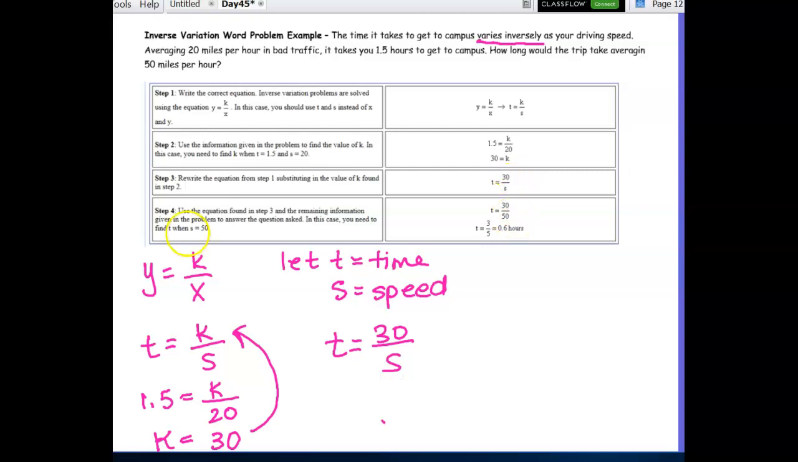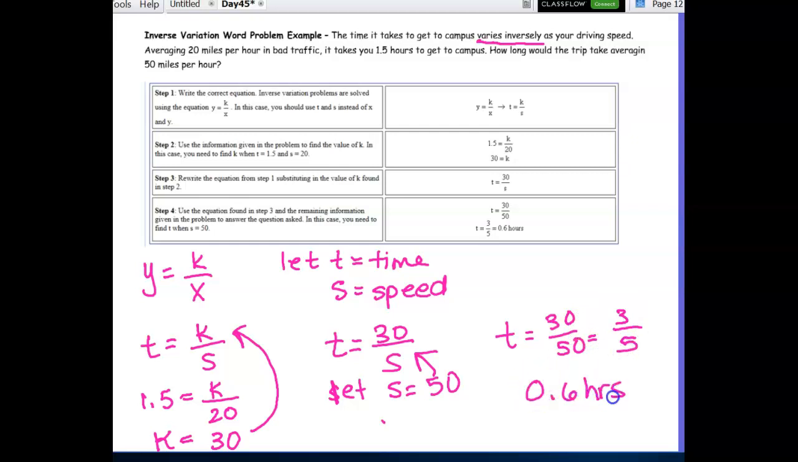All right, and now it says, how long would the trip take averaging 50 miles an hour? So now our speed has changed, or at least set to 50 miles an hour. Let x be equal to 50. So we just plug it in. So our t is equal to 30 divided by 50, which is 3/5, which is 0.6 hours. Okay, and all the steps are up here as well. Okay, so let's try some.